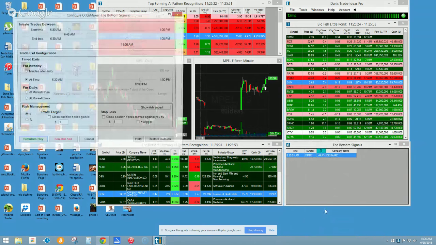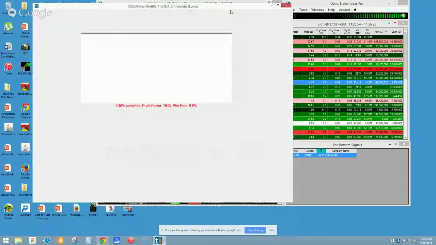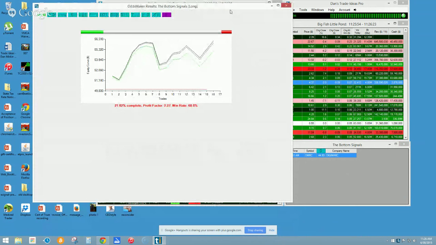So conceptually similar. I'm not initiating any more trades at 11, and I'm getting out at 12. I hit simulate buy. And here we go.